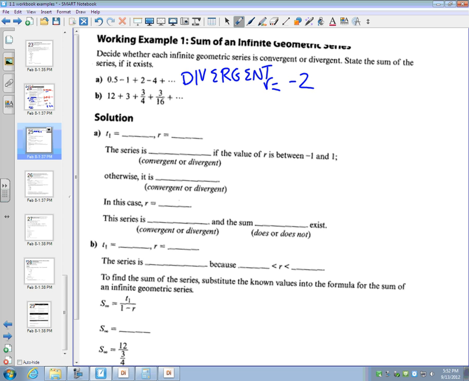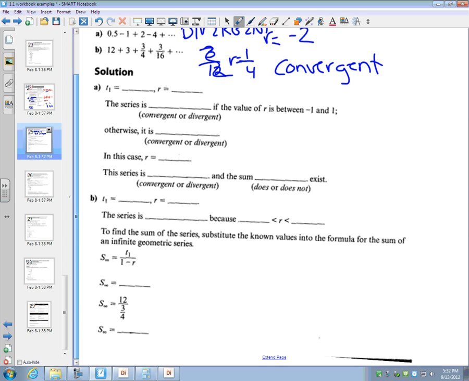12, 3, 3/4, 3/16. So let's look at the ratio. It's 3/12, which can be reduced to 1/4. 1/4 is between -1 and 1, so this is convergent. As soon as we identify that it's convergent, we have to use the formula to find the sum. Term 1 is 12. The ratio we said was 1/4. The series is convergent because the ratio is between -1 and 1.